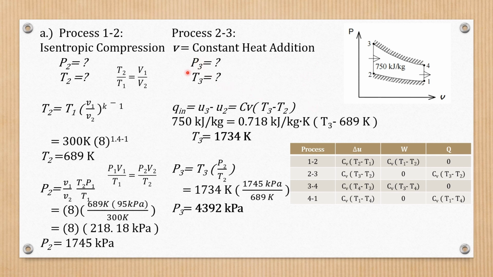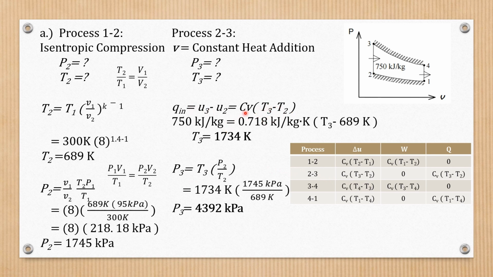Next is the process 2 to 3, constant volume heat addition. We're going to find the pressure 3 and the temperature 3 here since they are also not given. We're going to use this equation wherein our heat in is equal to internal energy at state 3 minus internal energy at state 2, which is equivalent to constant volume times the quantity of temperature 3 minus temperature 2. If you're wondering where I got this, just look at the table wherein the change of internal energy in process 2 to 3 is equivalent to constant volume times the quantity of temperature 3 minus temperature 2.